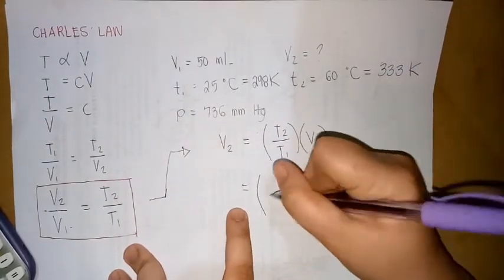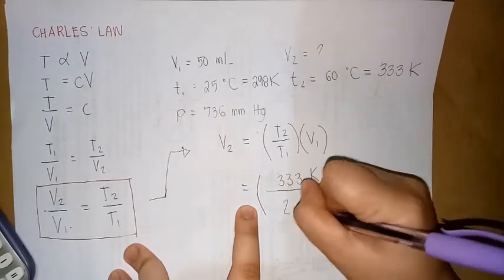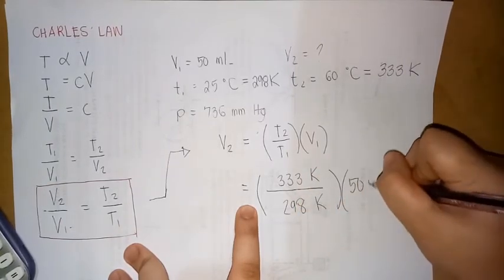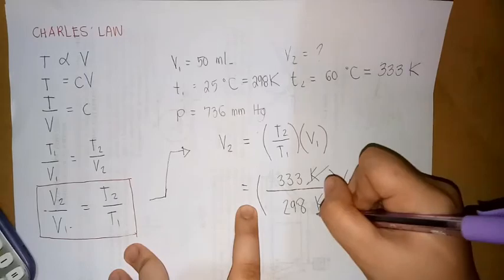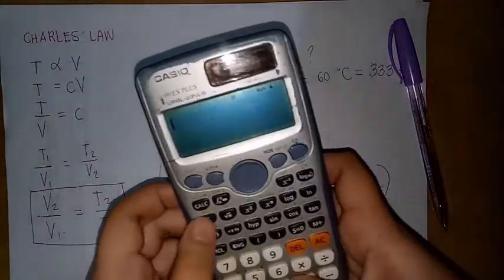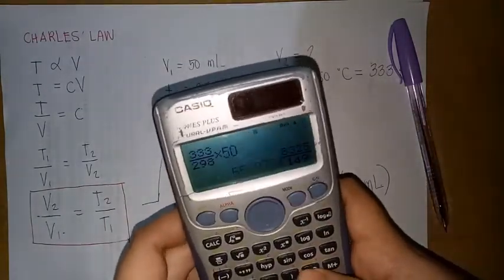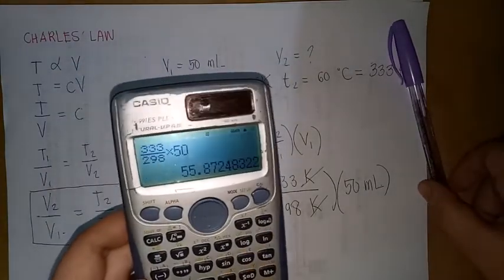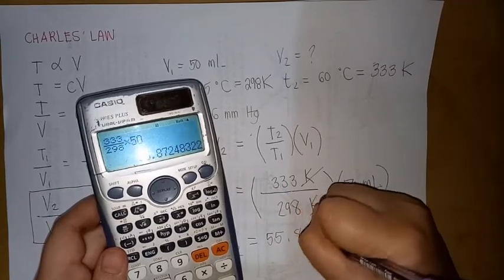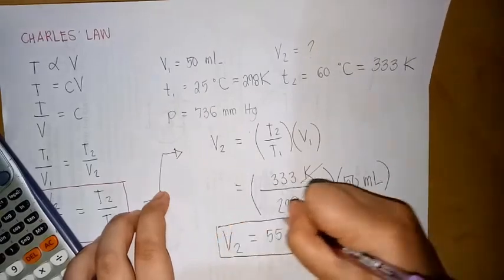Substituting the values, we have T2, 333 Kelvin, T1, 298 Kelvin, and V1 equivalent to 50 milliliters. Now, makakancel out si Kelvin. So, V2 is equivalent to 333 divided by 298 times 50. So, equivalent sa 55.8725 or 55.87 milliliters or ml. Now, ito na yung ating final answer.